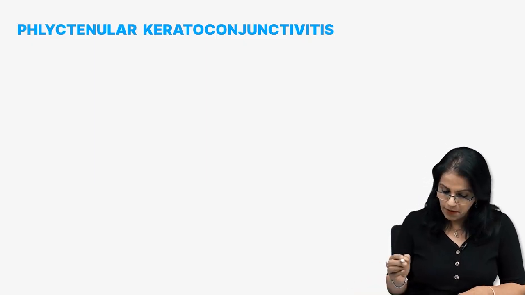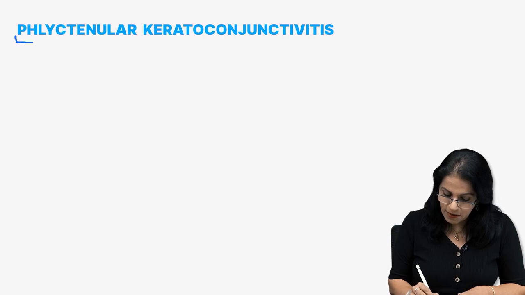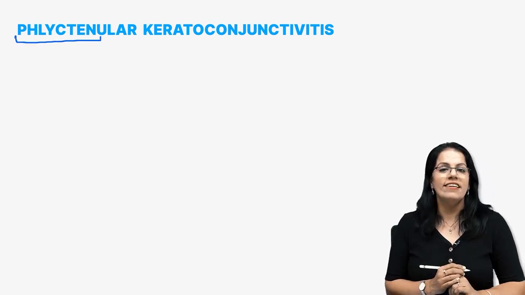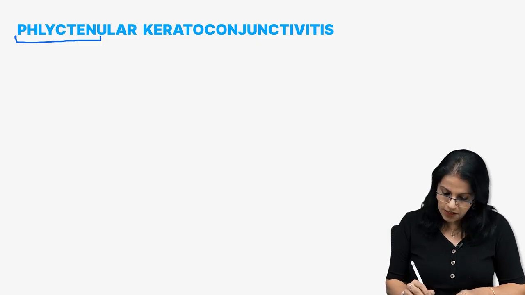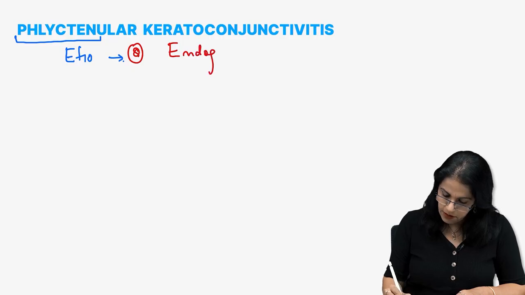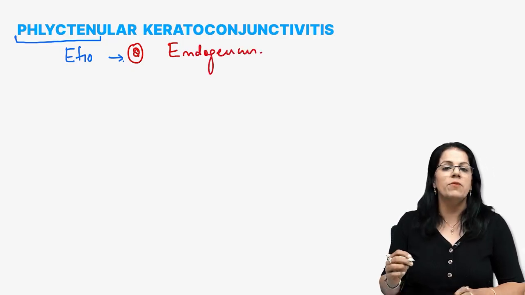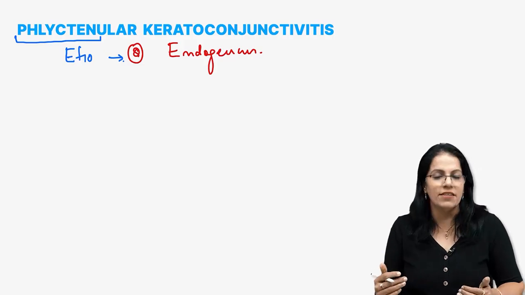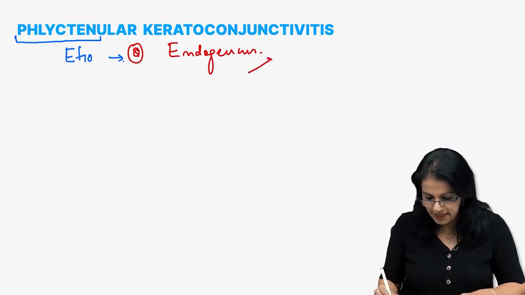Phlycten means a small nodule near the limbus. The first important thing is why it is happening. What is this allergy? This is important, as we will learn for the exam. This is an allergy towards an endogenous antigen. What do you mean by endogenous? There was some infection in the body, and in response to that there is an allergy. Which endogenous?